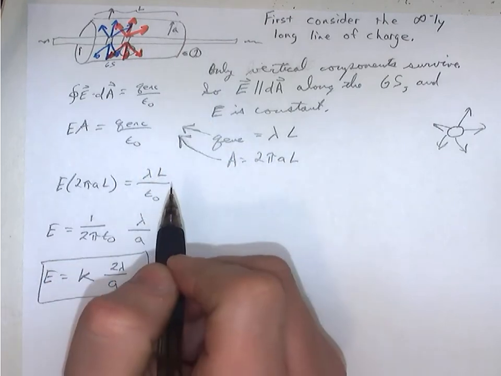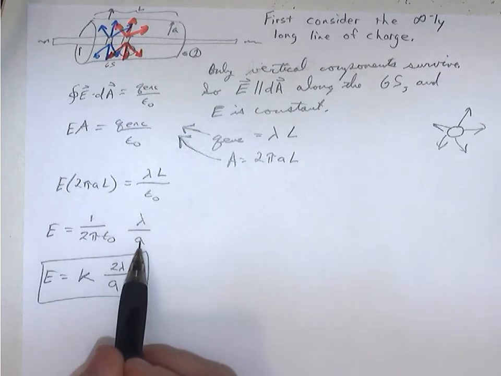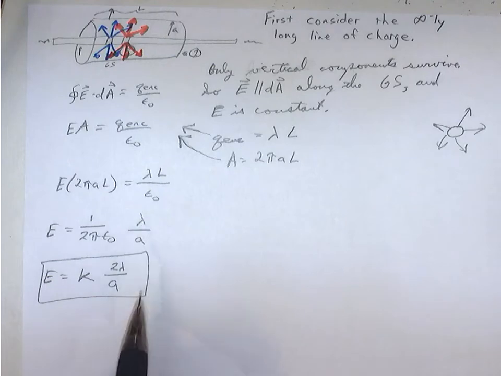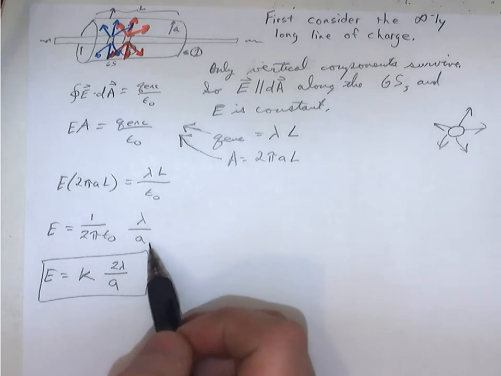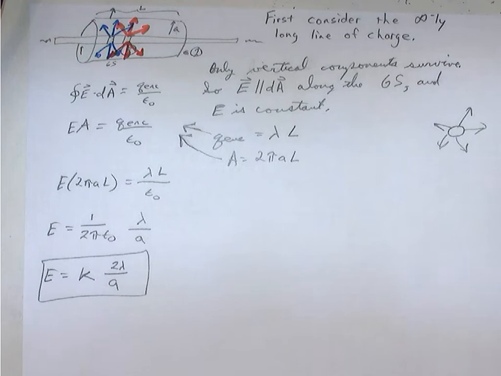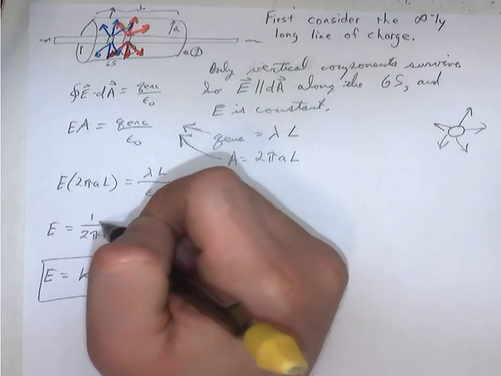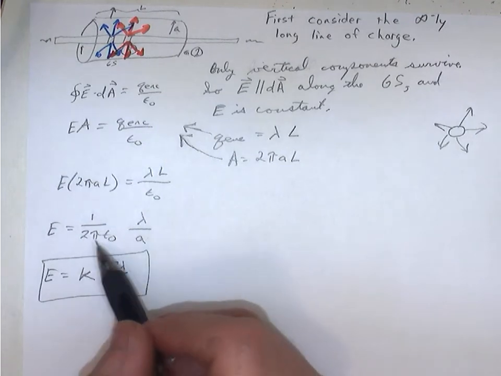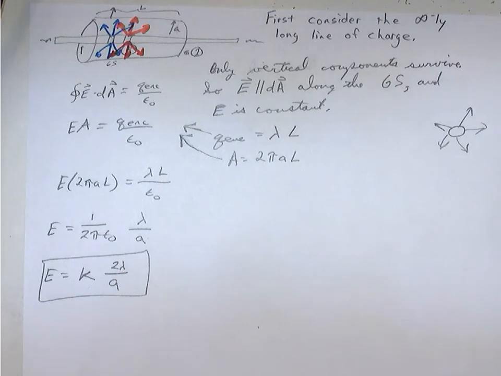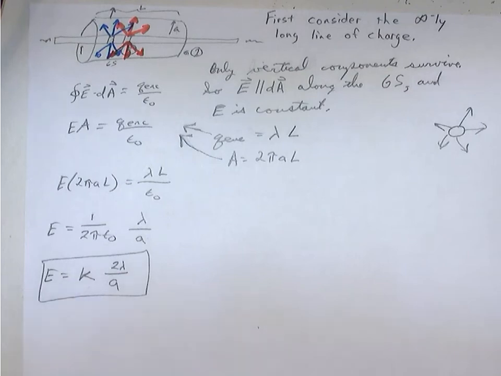And the L's cancel. And so you end up with the electric field as 1 over 2 pi epsilon naught times lambda over a, where a is the radius of the cylinder. Lambda is the linear charge density. Another way to think about it is a is the distance away, because that's really what we're getting at, right? We're trying to find the electric field at some distance away from the linear charge. That distance is a. If I multiply this by 2 over 2, then I end up with 2 lambda over a divided by 1 over 4 pi epsilon naught, and that, of course, is just k. Okay, so that is the electric field from an infinitely long line of charge.